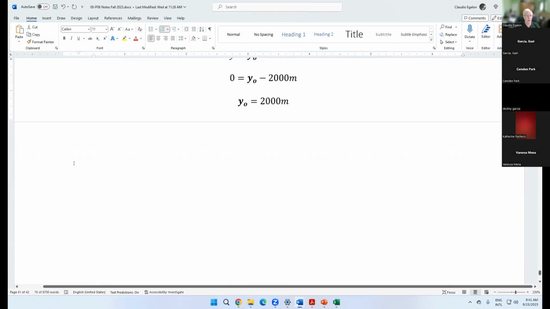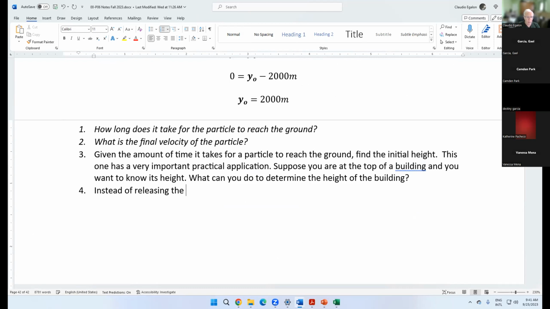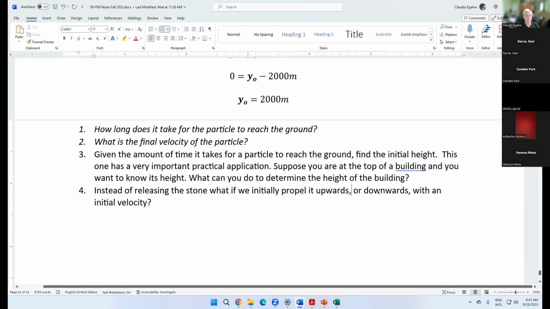What if, instead of releasing the stone, what if we initially propel it upwards or downwards, right, with an initial velocity? You can have something like that. Okay. We can have problems like that as well.